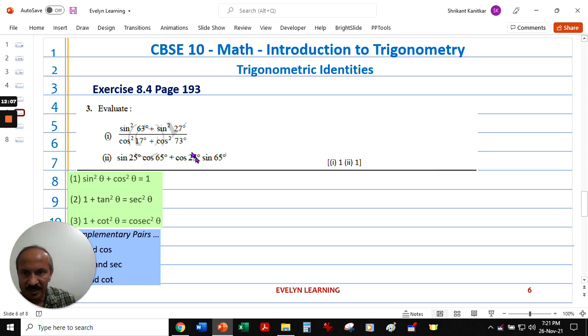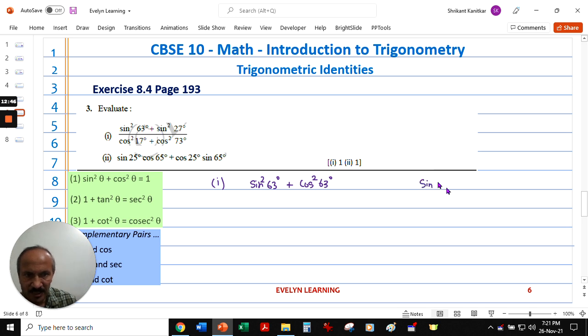So here is another question that I have taken, which is question number 3 from the same exercise, and this question is relatively simpler compared to the earlier one. And these two questions are again based on the first Pythagorean trigonometric identity: sin square theta plus cos square theta equals 1. But solving these questions also requires the knowledge of complementary trigonometric ratios.